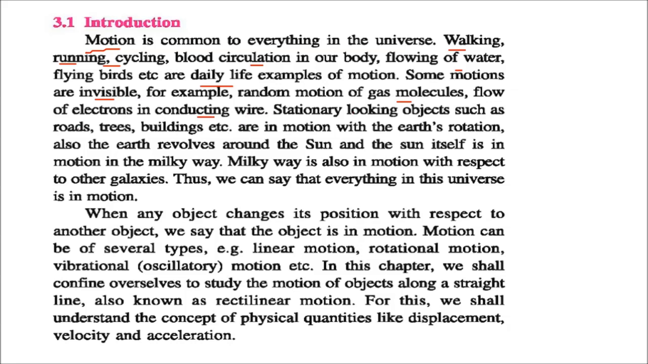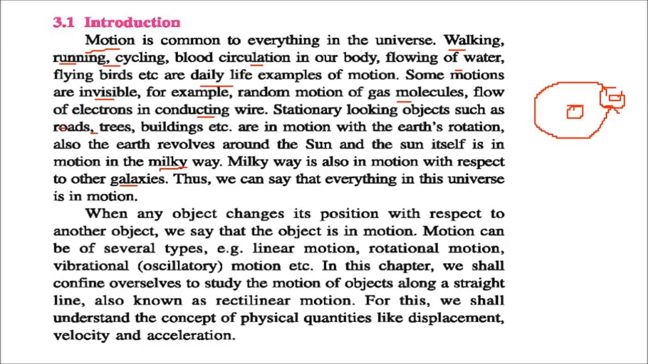So stationary looking objects like the roads, trees, buildings, these are in motion with Earth's rotation. And also the Earth would revolve around the Sun. So if this is say Sun, then Earth would revolve around it, and simultaneously it will rotate on its axis also. The Sun itself is moving in Milky Way. And Milky Way is also in motion with respect to other galaxies because we are in Milky Way. So we can say that everything in the universe is moving.